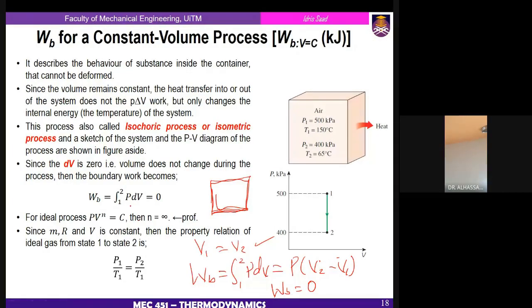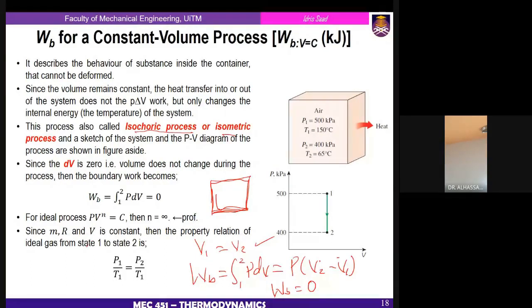Now, a process that undergoes a constant volume is called an isochoric process, or sometimes isometric. This is very important. Isochoric process, adiabatic process, isothermal process, isentropic process. One after the other, we will look into them. So an isochoric process is a constant volume process.